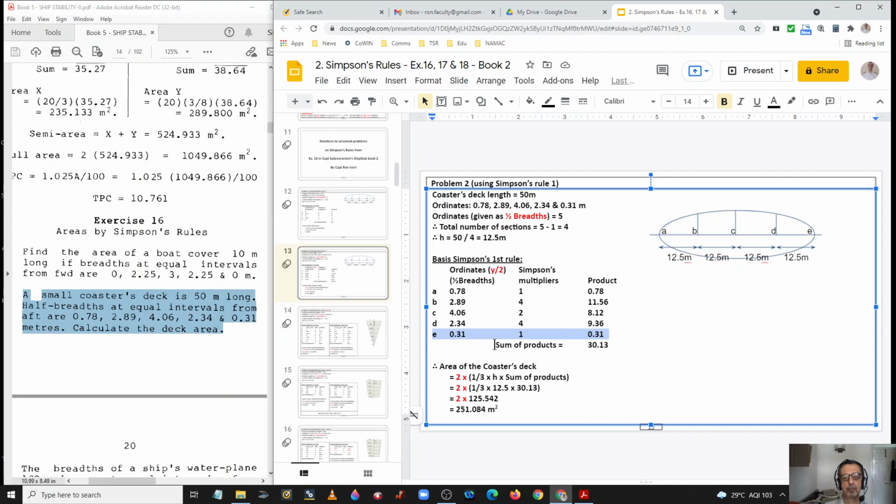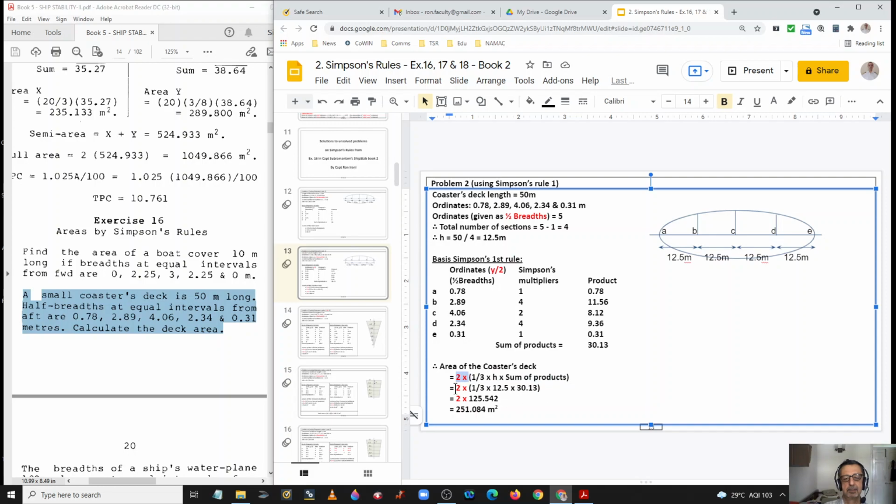You add all the products, the sum of the products works out to 30.13. Now, to calculate the area of the coaster's deck, remember that we have used semi-ordinates. So to get the full area of the coaster's deck, we have to double up. We have to multiply it by 2. The Simpson's formula that we are going to use, Simpson's first rule, 1 upon 3 into H into the sum of products, and that we are going to double up or multiply by 2.